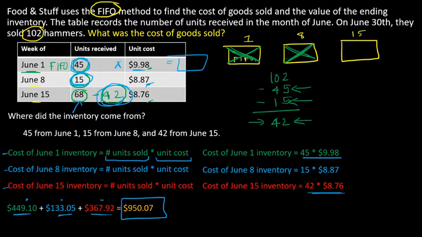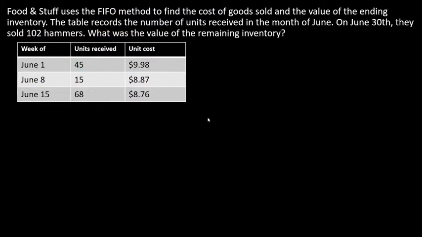Okay? Now the flip side of that: I just figured out the cost of the goods that I sold. What if I want to know the cost of the goods that I still have in stock? So this is the exact same thing. All of this information is the same. The only thing I've changed is the question: what's the value of the remaining inventory?